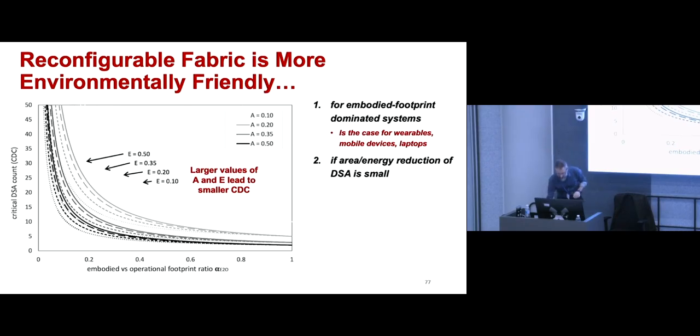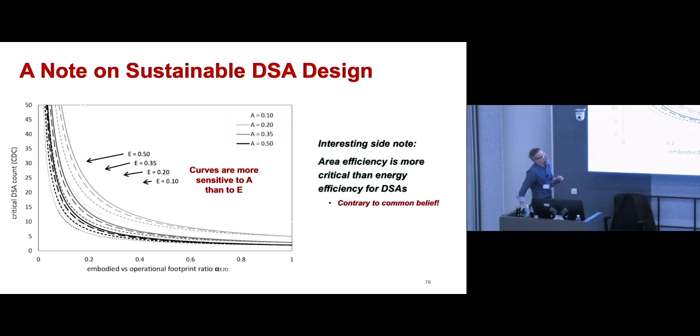I didn't explain A and E, but A essentially is the chip area of a DSA relative to the reconfigurable fabric. And E similarly is the relative energy consumption of the DSA compared to the reconfigurable fabric. So it turns out that it's more sensitive to A than to E, and the implication is that if you want to make your DSAs more sustainable, you should focus on area efficiency rather than energy efficiency.